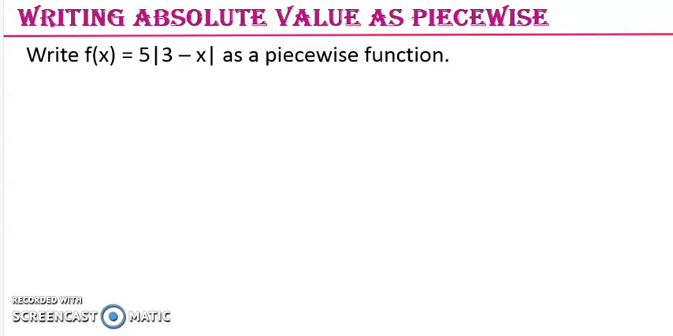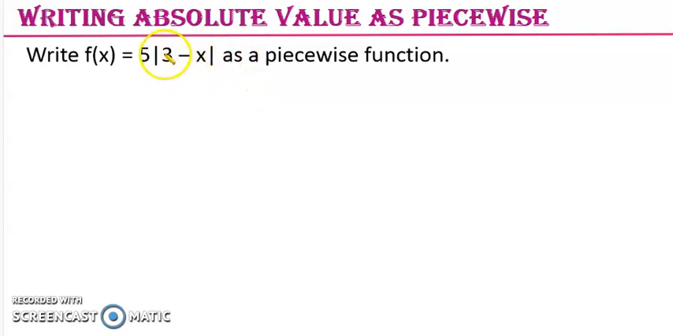Write f of x equals 5 times the absolute value of 3 minus x as a piecewise function. A piecewise function is a function that's split into multiple sections or multiple parts. So the first thing we're going to do is to find the split. The split occurs where the argument equals 0.